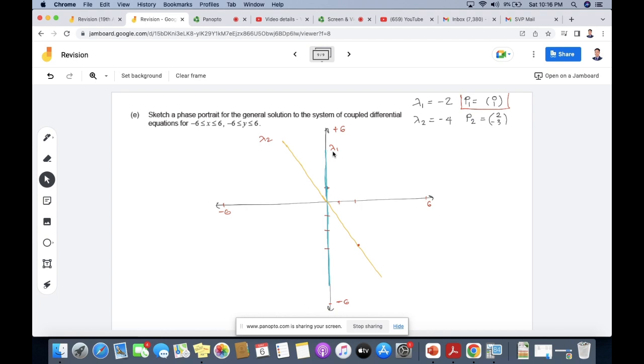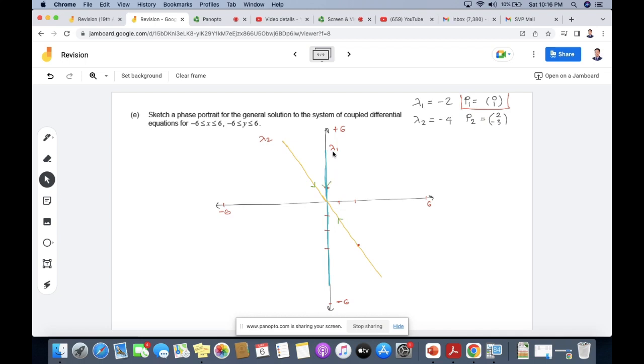You have to take note that if the eigenvalues are negative, it means that the direction is actually going towards the origin. I repeat, if the eigenvalues are negative, the direction is going towards the origin. So looking into the yellow line, look at the yellow line. So the direction of this should be going towards the origin. For the blue line, it's also going towards the origin.